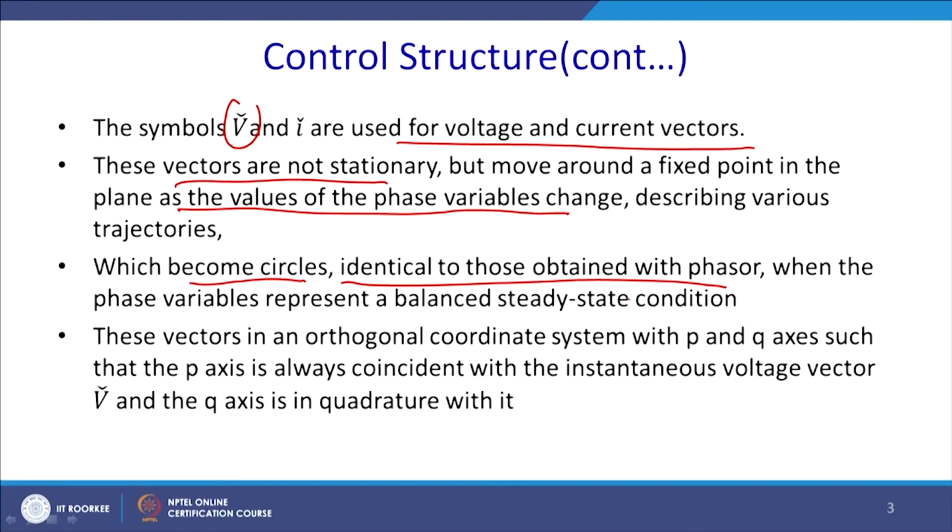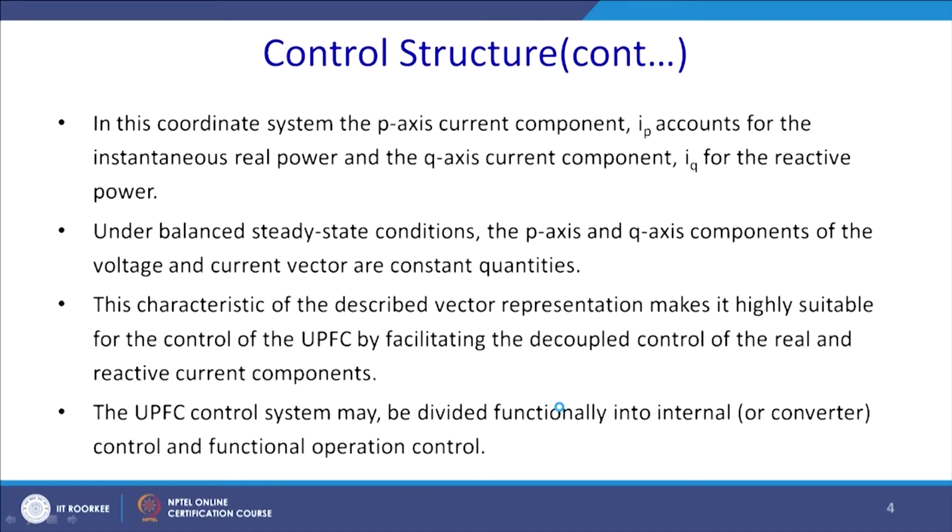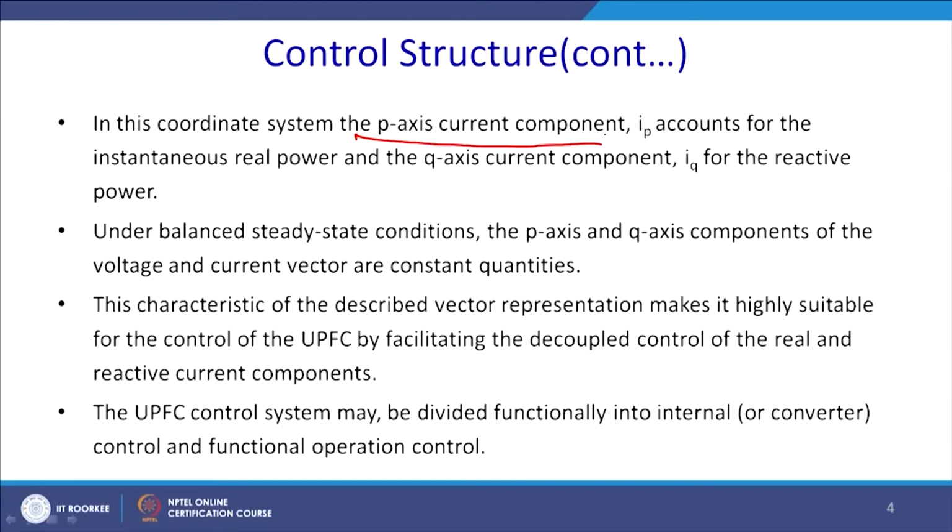These vectors are in an orthogonal coordinate system with P and Q axes, such that the P axis always coincides with the instantaneous voltage vector V, and the Q axis is in quadrature with it. In this coordinate system, the P axis current component, the in-phase component IP, accounts for the instantaneous real power, and the Q axis current component IQ for the reactive power. Under balanced steady state conditions, the P axis and Q axis components of the voltage and current vectors are constant quantities.